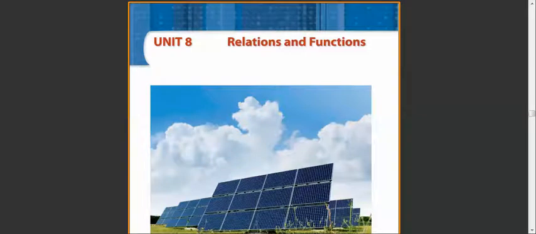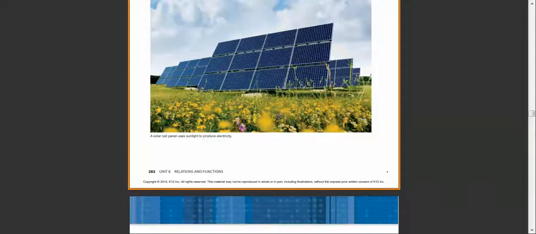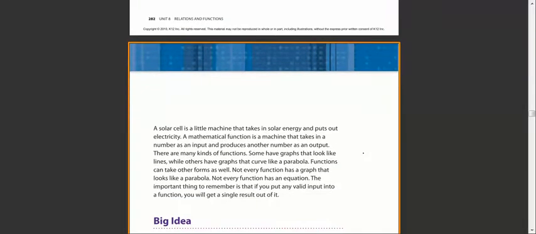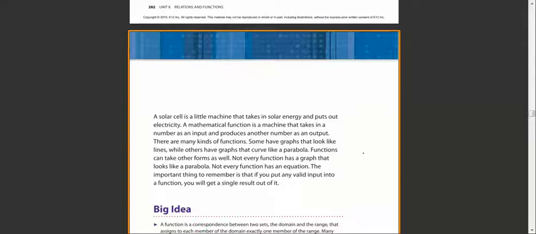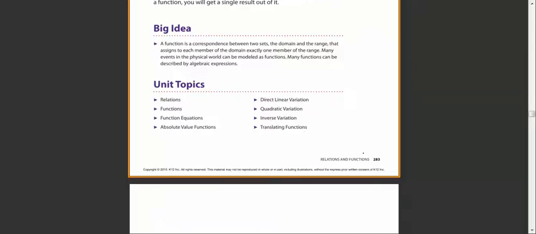Semester 2, Unit 8, Relations and Functions. As you can see here, you have a picture from your manual, your book. Page 282 is where everything starts, right? Where the happiness starts. As you move on through the lesson, I do recommend you use both the online lessons and the manual, which you see right here on the screen.